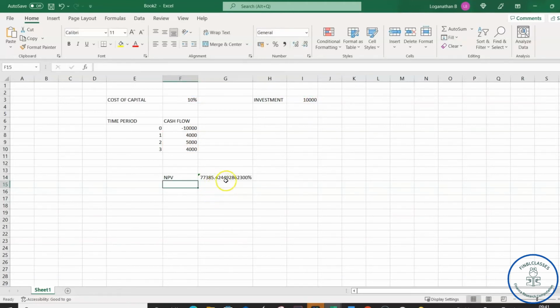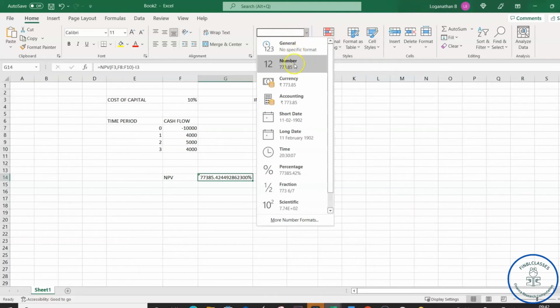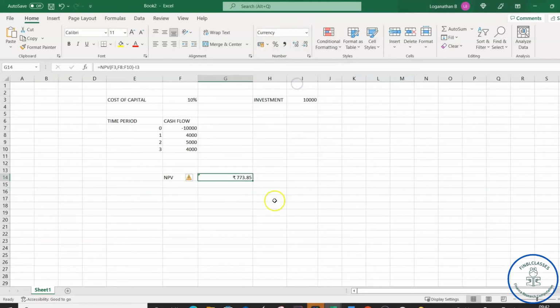It gives you in percentage, right? So there is a format change, which we can do over here. Go here and put it in currency. Now you get the NPV value, which is a positive NPV value. So it means that we can accept the project, right? It is better that you invest rupees 10,000 and go for the project because it gives you the positive NPV.